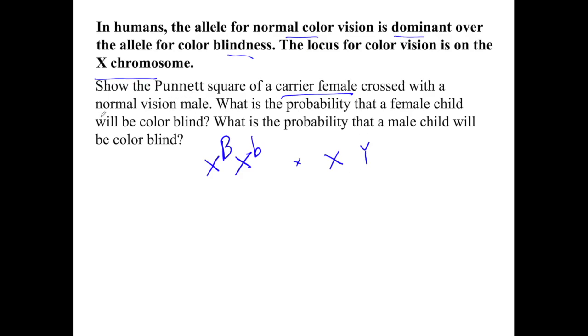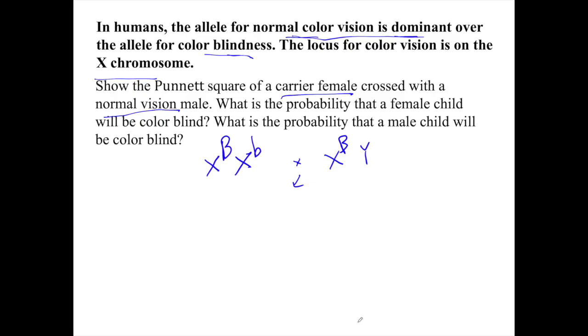And it's a normal vision male, which means he does not have color blindness. He's normal color vision, which is the dominant. So that would be X big B, Y. No, there's no B on the Y because the gene's only on the X and not on the Y. Okay, and then it asks you about their kids.